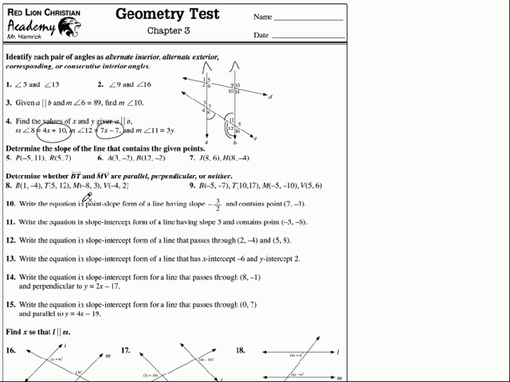Let's just do one of these, either 8 or 9. Let's just do 8. We'll go in order here. These are long. It says we have to figure out, are they parallel, perpendicular, or neither? So we've got 4 points right here.